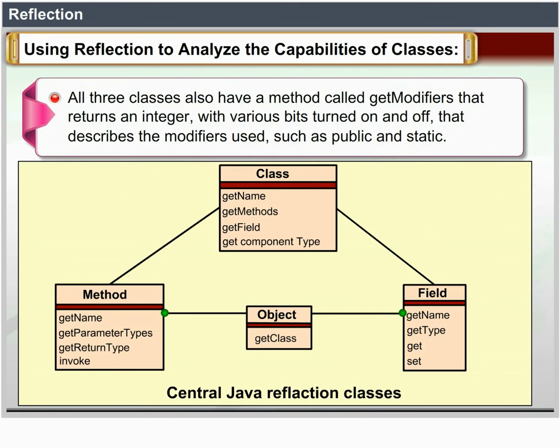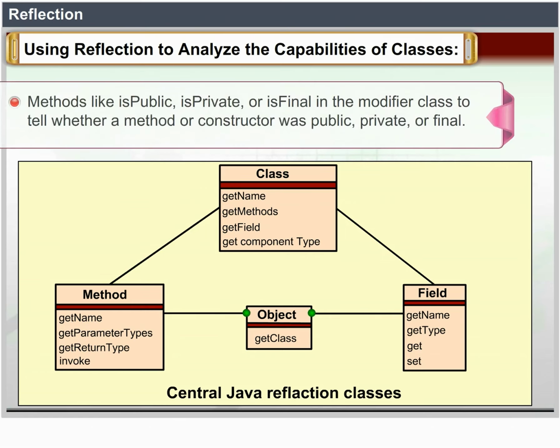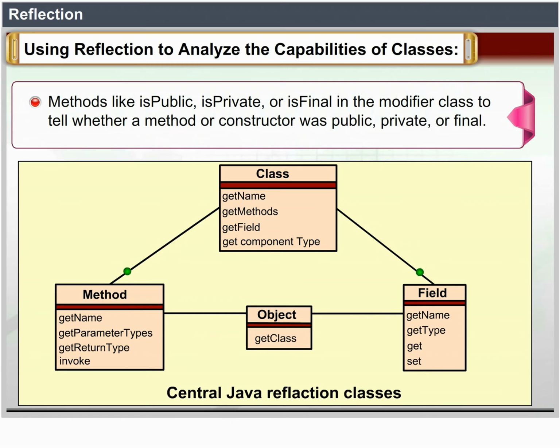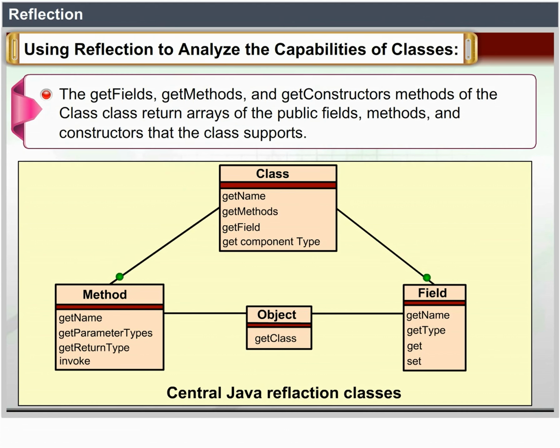All three classes also have a method called getModifiers that returns an integer with various bits turned on and off that describes the modifiers used, such as public and static. You can use methods like isPublic, isPrivate, or isFinal in the Modifier class to tell whether a method or constructor was public, private, or final. The getFields, getMethods, and getConstructors methods of the class return arrays of the public fields, methods, and constructors the class supports.